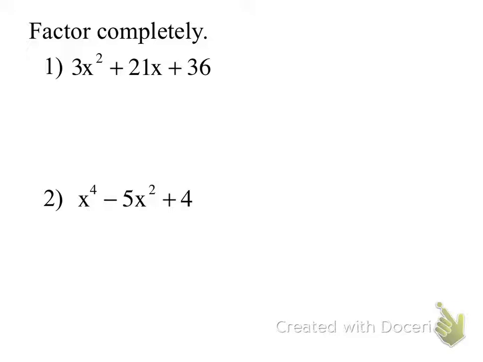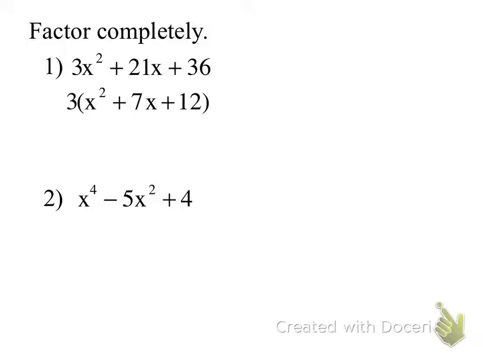So step 1, what do I do first? Cubby. Divide by 3. Factor a 3. I don't want to divide a 3 out. I want to factor it. So then I'm left with what? 3 times x squared plus 7x plus 6. So that's plus 12. Good.